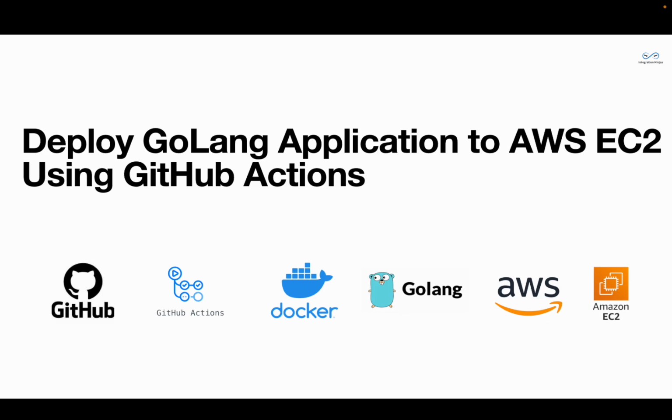Today we have an exciting tutorial for all you GoLang enthusiasts out there. We are going to walk you through the step-by-step process of deploying a GoLang application on an AWS EC2 instance using GitHub Actions. This is a fantastic way to automate your deployment process and make it more efficient. We will leverage the power of Docker and GitHub Actions together. So if you are ready to take your Golang skills to the next level, let's dive right in.